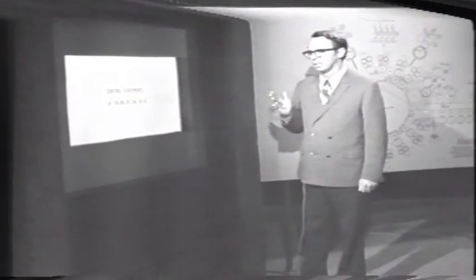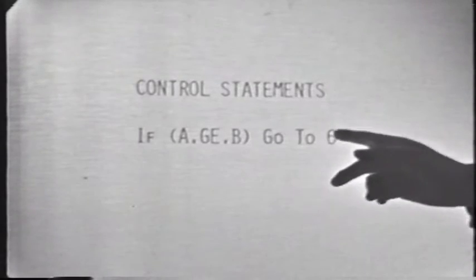Now let's look at another type of statement in Fortran, a control statement. Here is an example of a control statement. It changes the control of the program. It changes the direction in which the program goes. And this particular statement reads, if A is greater than or equal to B, go to 6. What it means is, if the contents of location A is greater than or equal to B, you go to a statement whose number is 6. If it isn't, you do the next sequential statement.